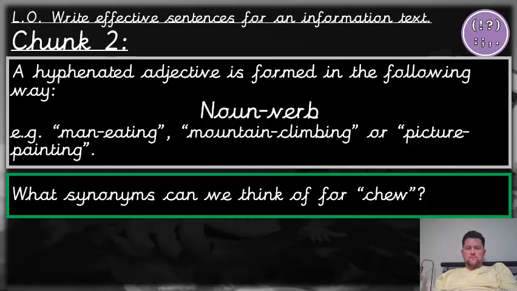Okay, let's go on to 2. So, a hyphenated adjective is formed in the following way. We put together a noun and a verb. So, I've given you some examples here. Man-eating. A man is a noun, eating is a verb. Mountain-climbing. Mountain's a noun, climbing's a verb. Picture-painting. Picture is a noun, painting is a verb.